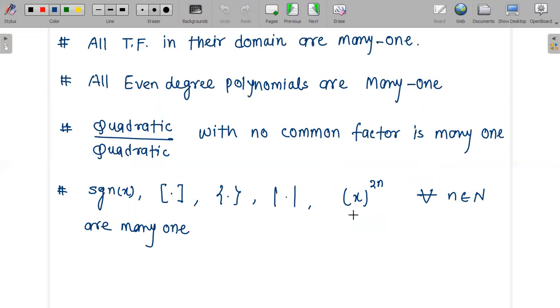A couple of things will help you make your calculation faster. One, all trigonometric functions in their domain are many-one. As we all know, a line parallel to the x-axis will intersect this graph at many points. If even degree polynomials are concerned, then obviously the function is not one-one, or is said to be many-one. Quadratic by quadratic types of function which don't have any common factor are many-one. Apart from this, if I talk about linear by linear function in R, then obviously this function will be a many-one function.